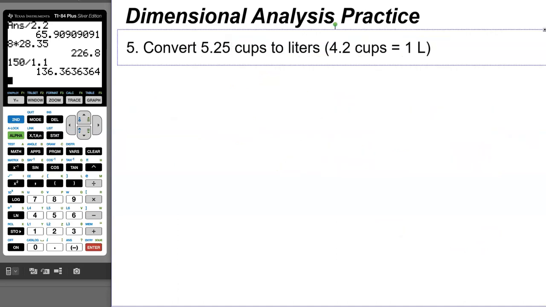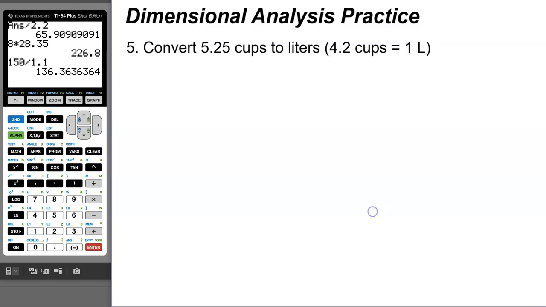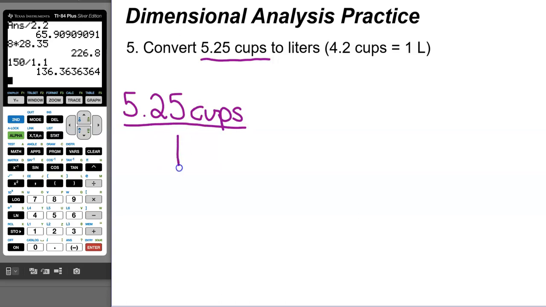Number 5 says convert 5.25 cups to liters, given that 4.2 cups equals 1 liter. So let's find our given value. Our given value is the 5.25, and the given unit is cups. So we're going to write that all the way to the left. 5.25 cups. And then we'll put that over 1 to remind ourselves that it's up in the numerator.